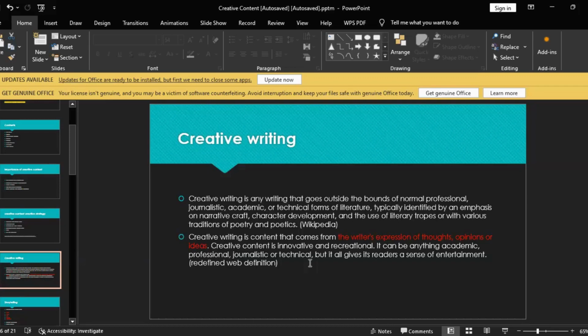And this is very important: it can be anything, academic, professional, journalistic, or technical, but it all gives its readers a sense of entertainment. So make sure whoever is going through your piece of content is entertained, and entertained wisely. They get the knowledge, the facts, the information, and they are entertained. So make sure that you give a sense of entertainment in your work.